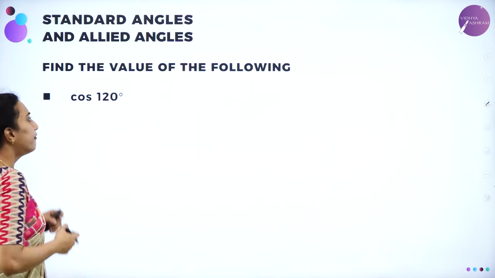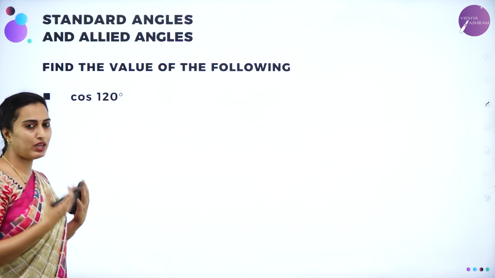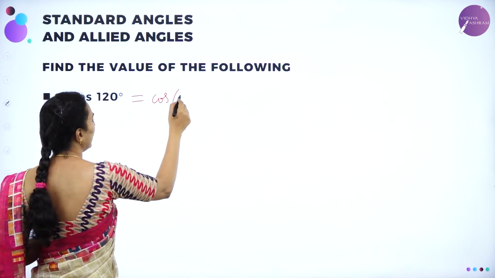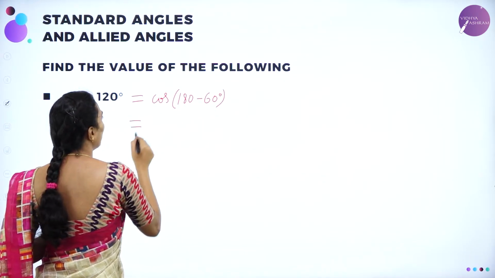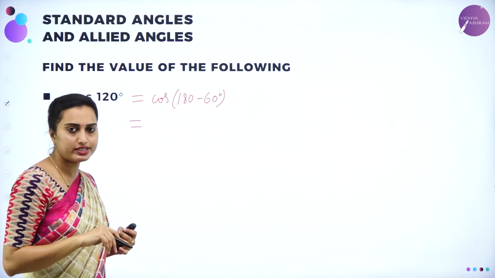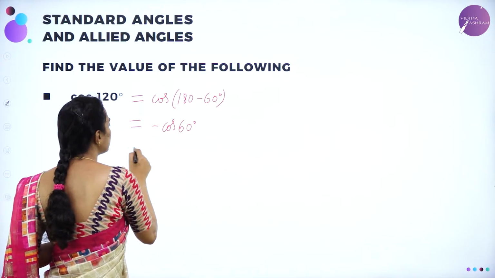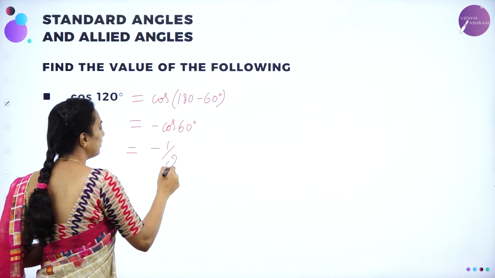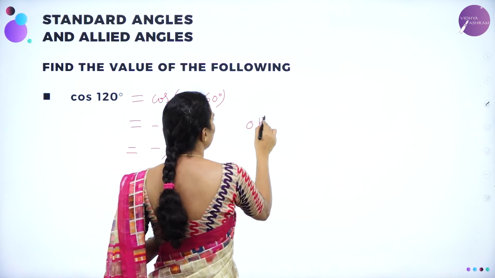What have they asked? Find the value of the following: cos 120 degrees. As we have done now, cos 120 degrees can be written as cos of either 90 plus theta or 180 minus theta. 180 minus 60 gives you 120 degrees. Cos of 180 minus theta is minus cos theta, which lies in the second quadrant. So minus cos 60 degrees. You know the cos 60 degrees value is nothing but 1 by 2. So minus 1 by 2. That's it, dears. How easy to solve.